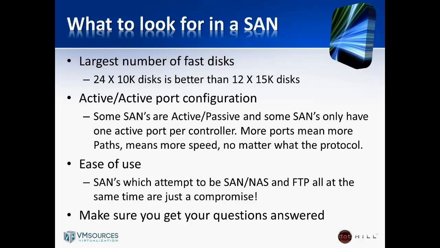I'd like to talk about what to look for in a SAN. Certain traits are beneficial no matter what vendor or type of SAN you choose. In general, look for the largest number of fast disks. 24 by 10K disks are better than 12 by 15K disks. Another thing to look for is active-active port configuration. Even today, some SANs are still active-passive, and some SANs have only one active port per controller. Furthermore, many SANs don't support a performance-increasing technology known as delayed ACK. Ask your SAN vendor if it's okay to use delayed ACK, which, by the way, is the default setting in vSphere 4.1 and higher.